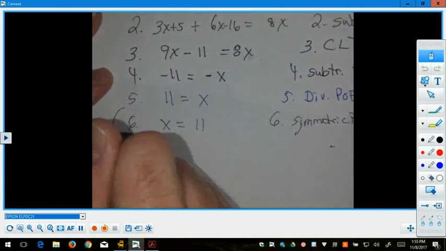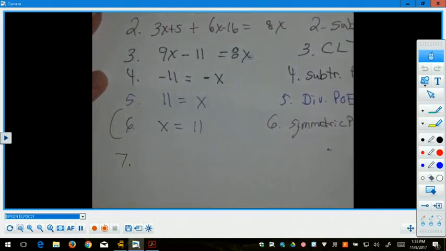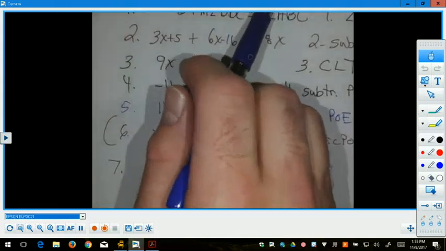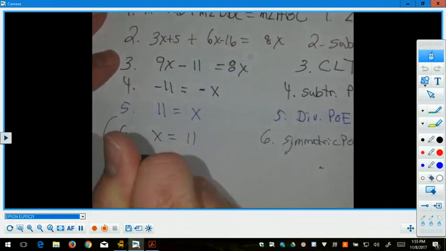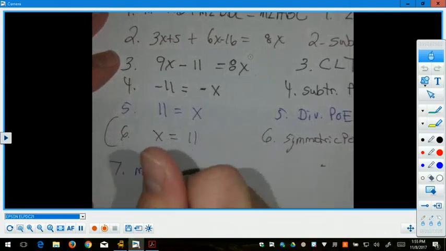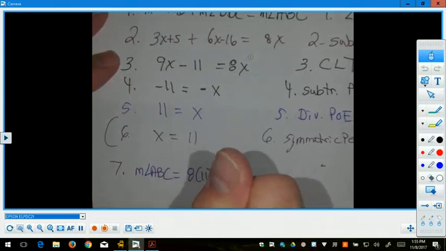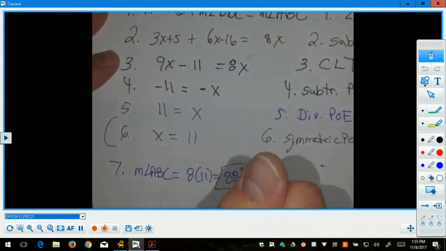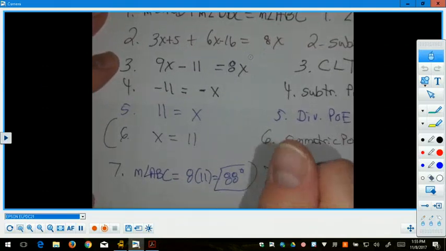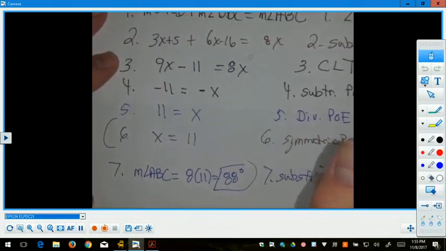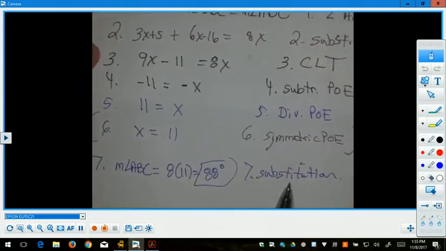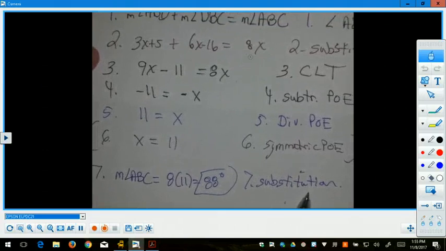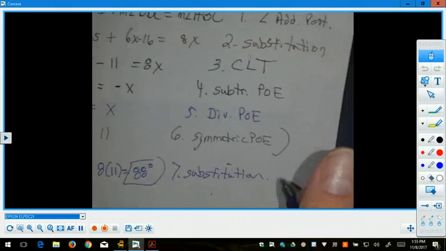We were just asked to prove the measure of ABC. So I could have skipped that line and jumped straight to this last line, which, since I already had the variable expression 8x for ABC, I can say the measure of angle ABC equals 8 times 11, which is 88 degrees. And I did that by plugging it in. So the reason would be substitution. Now later in our geometry proofs, we'll focus on where that substitution came from. It actually came from one of our given lines and from line 6. So we would actually say this.